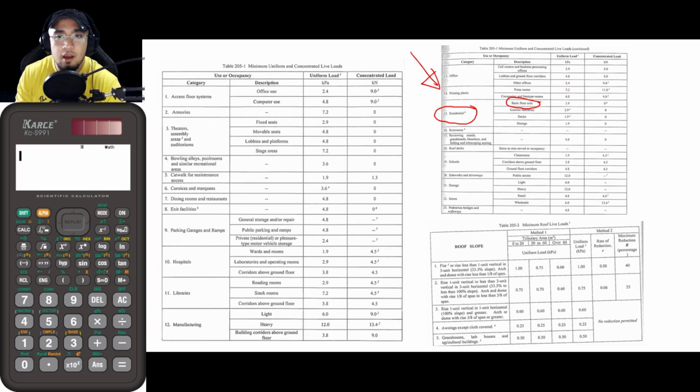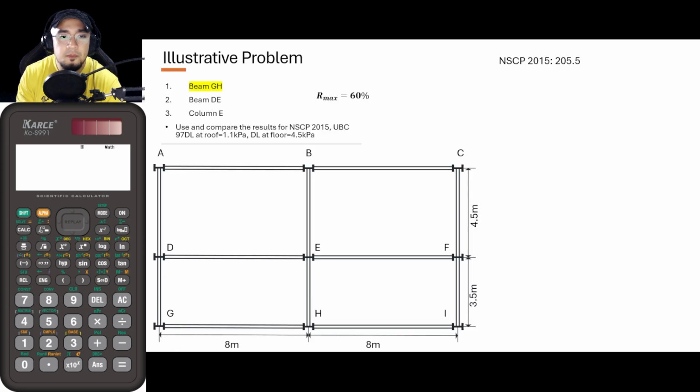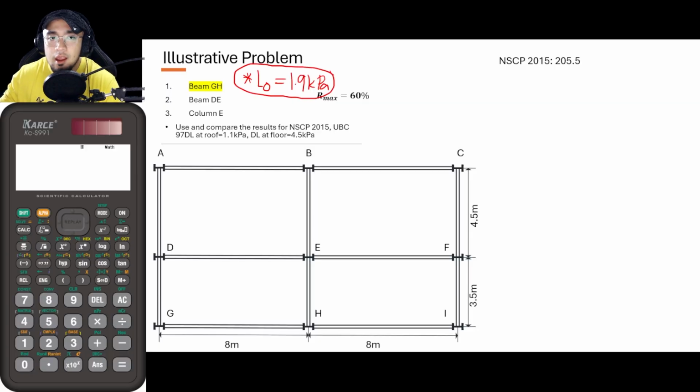For the unreduced live load that we will be using, let us write it as L0, or the unreduced live load. That is 1.9 kilopascals. Okay, so let us now check if we could reduce this live load by getting the tributary area of that particular beam. Again, we are to consider beam GH. This here is beam GH.